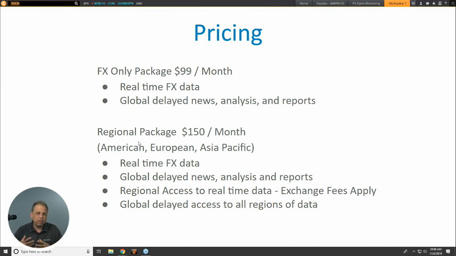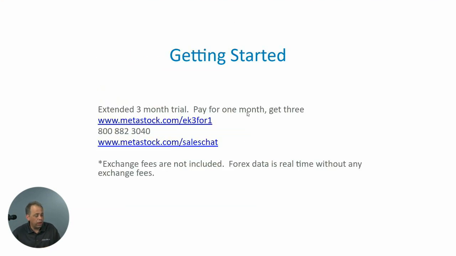It also allows you the ability in your region to get real-time data. So you could go in and sign up for the New York Stock Exchange and pay the $3 per month. So $99 for just the delayed FX package. The FX data in that is real-time. You do get the global delayed news and analysis. The regional package is $150 a month, and then you can get real-time in any markets that you pay the exchange fees for.